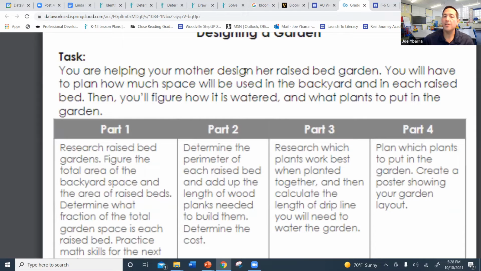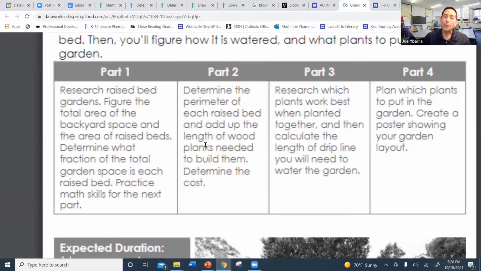Hey, you are helping your mother design her raised bed garden. You will have to plan how much space will be used in the backyard and in each raised bed. Then you'll figure how it is watered and what plants to put in the garden. Part 1, research raised bed gardens. Figure the total area of the backyard space and the area of raised bed. Determine what fraction of the total garden space is each raised bed. Practice math skills for the next part.